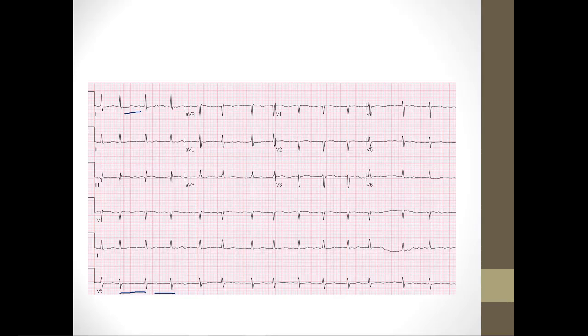Step 2 is to decide whether or not the rhythm is regular or irregular, and hopefully you can recognize that some of these QRS complexes are close together, for example these two here, others are further apart like these two here, and others are somewhere in the middle like these two here.